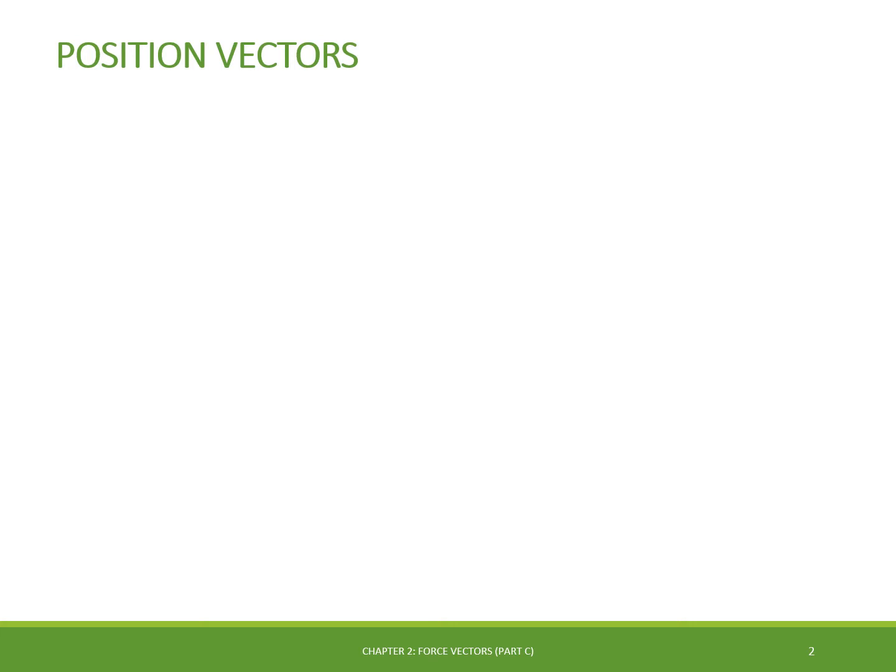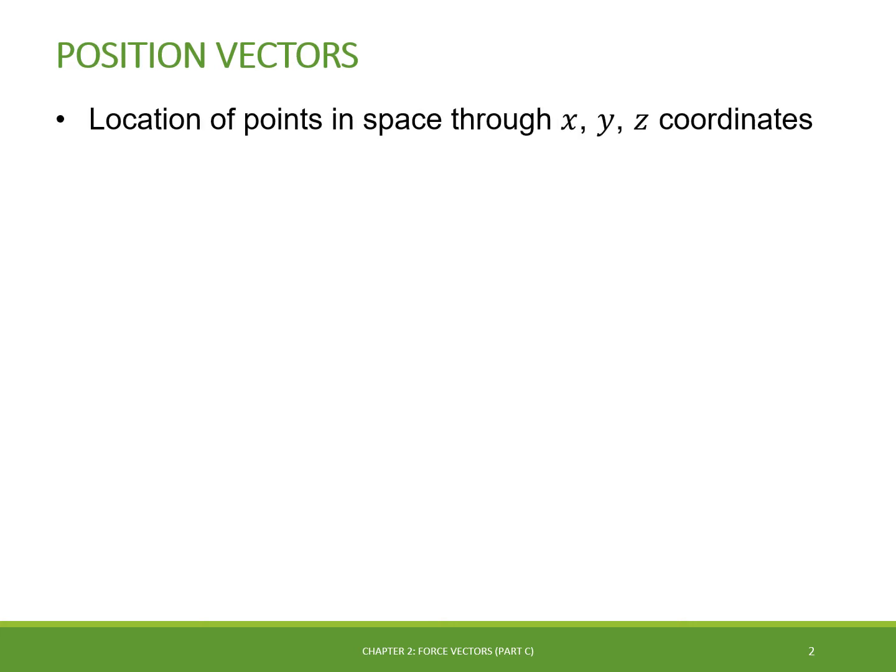In this section, we'll introduce the concept of position vector. We are going to see that this vector is very important for the formulation of a Cartesian force vector directed between 2 points in the space. We start with the location of points in the space through a x, y, and z Cartesian coordinate system, like this. We'll keep using the right-handed coordinate system to do it.